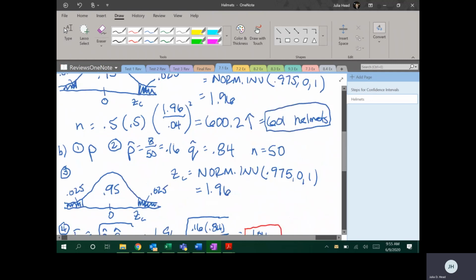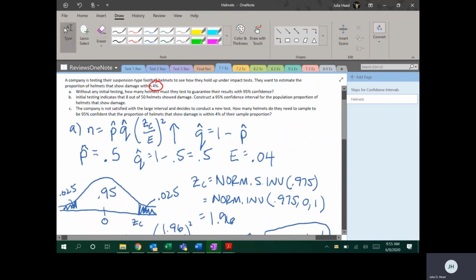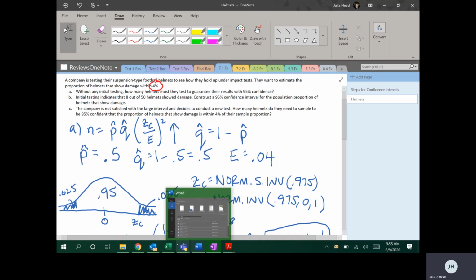That gives you a pretty good overview of everything that can happen in 7.1. We did a how many items question where you didn't know p hat in part A, one where you did know p hat in part C, and then an actual construction of a confidence interval. As always, if you have any questions, please ask your instructor.